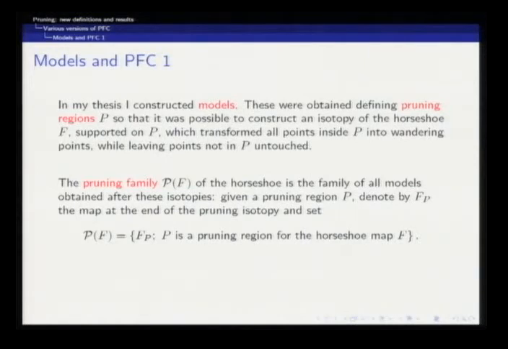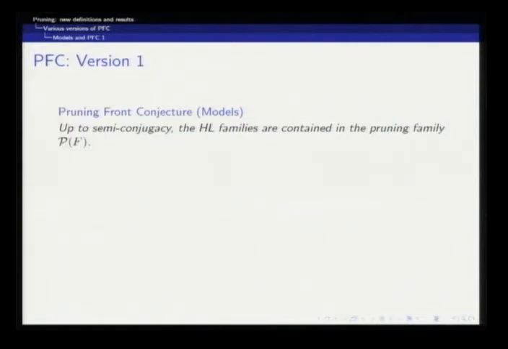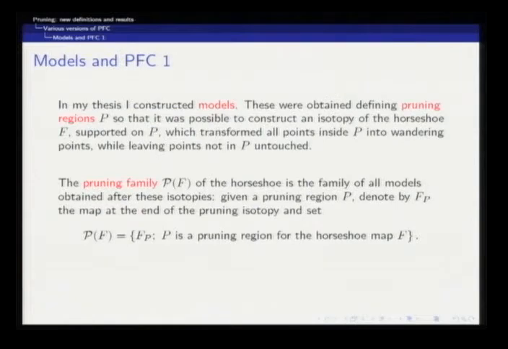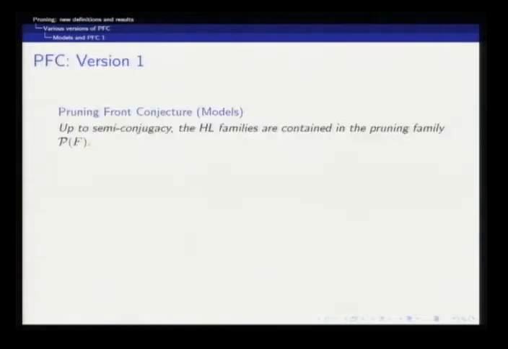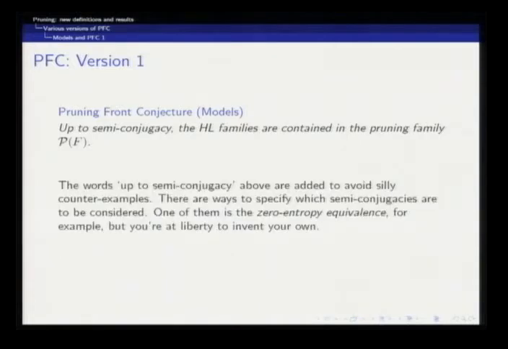For the horseshoe. So the first version of the pruning front conjecture is this model version: that up to semi-conjugacy, the Henon, so H and L there stands for Henon and Lozi. So up to semi-conjugacy, the Henon and Lozi families are contained in this pruning family, right? So here we've constructed this family of models, and one way of formalizing this pruning front conjecture of Sterling is to say that you've constructed enough models to model all maps in the Henon family. Okay, so that's the first version of the pruning front conjecture.